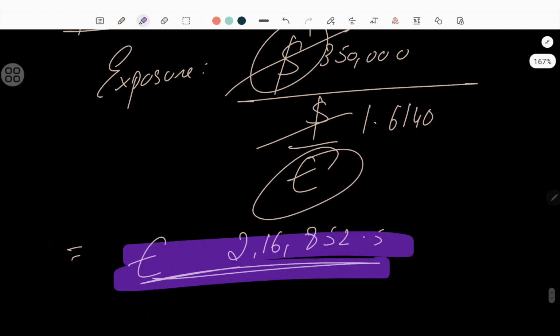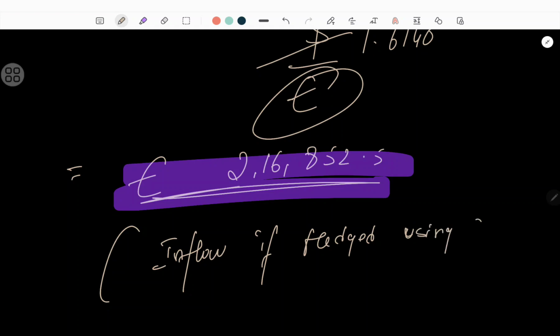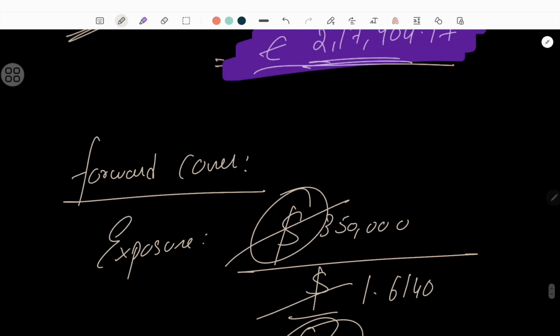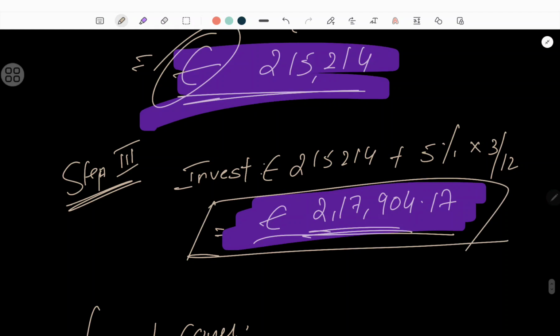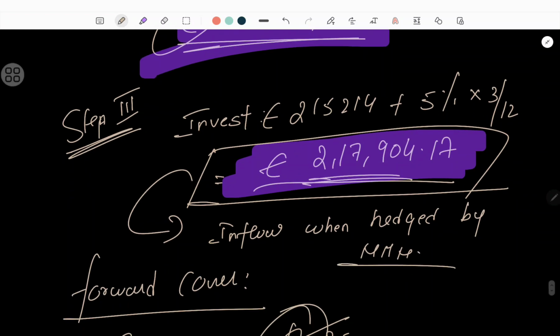Okay, this is your final inflow. So this is your final answer too. That is the inflow if hedged using a forward cover. Got it? And this is the inflow when hedged by money market. Okay, that is the money market hedge. Got it? So clearly you can say the inflow is more in money market hedge.